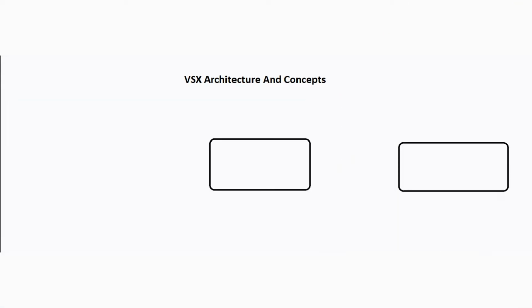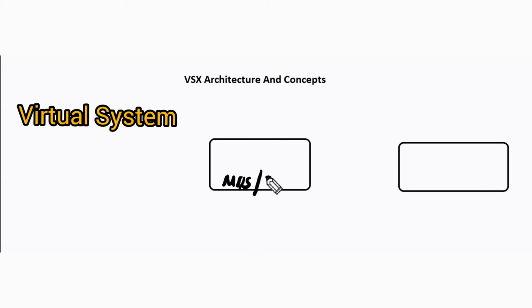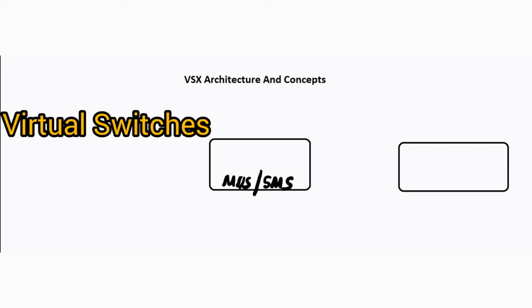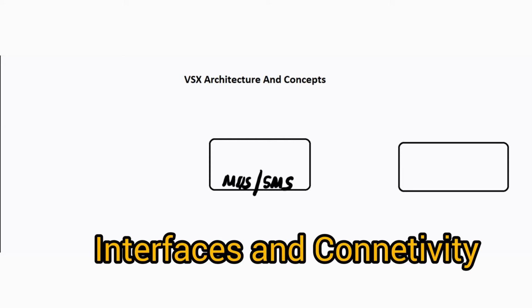In this video we are going to see VSX architecture and concepts. Let's begin with the main components we are going to discuss here. Number one, we are going to talk about the complete end-to-end architecture where we have the VSX gateway, communication with the management server, virtual systems, virtual routers, virtual switches, and the interfaces and the connectivity that come with them.